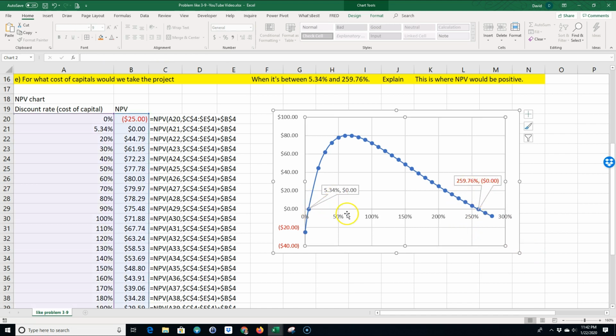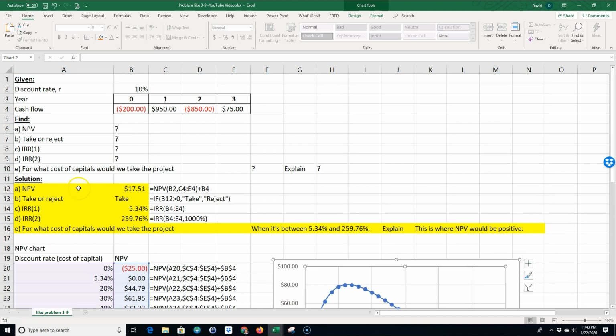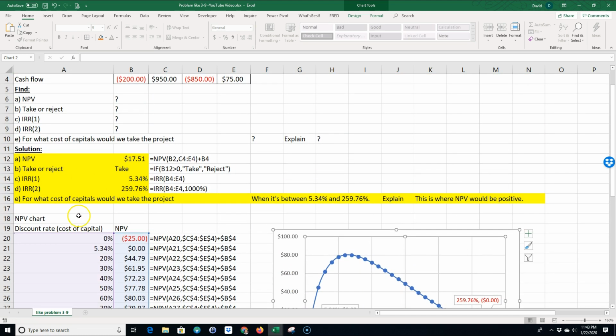Okay, so anything between here and here, you can see by this graph, this is the NPV on this axis, that we have a positive NPV between 5.34 and 259.76. So hopefully that kind of helps.